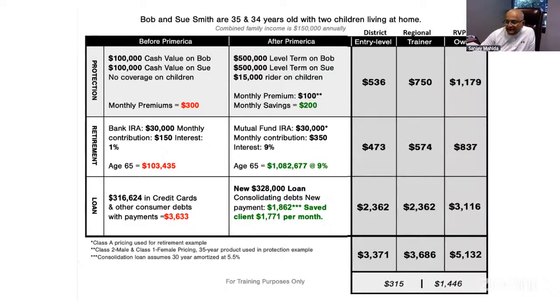Our company has a training program for a brand new person. We call that entry level, but it's called district leader. Then we have a trainer called regional leader, and then we have an RVP called an ownership position. Fair enough? Yeah. So I'm going to go through just an entry level for now so I can show you this, okay?